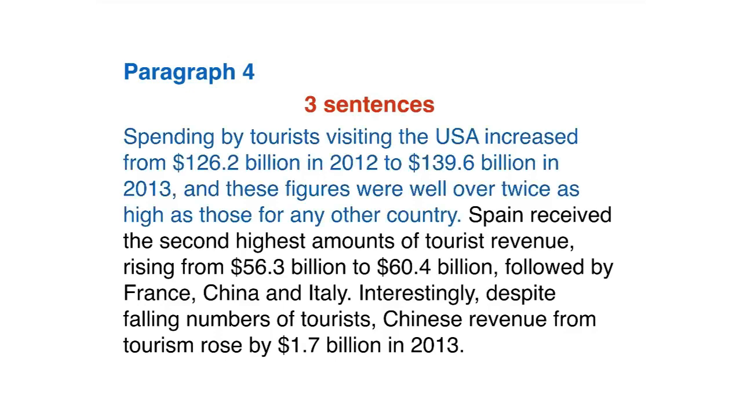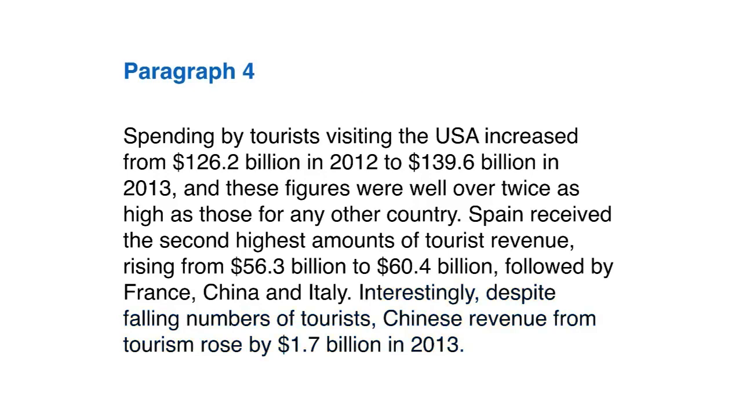In this case, we had one big sentence about America, USA, and then another sentence mentioning mainly Spain, but also France, China and Italy at the end. And then we had that final or third sentence about China and the comparison with the numbers of tourists from paragraph 3 dropping, but the spending going up. And with that, the whole essay is finished because we have no conclusion as usual.